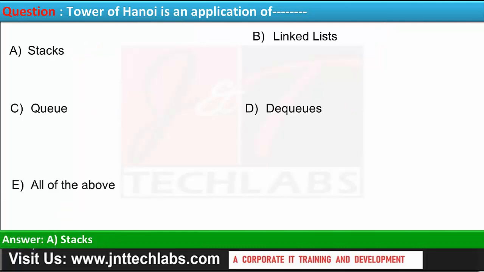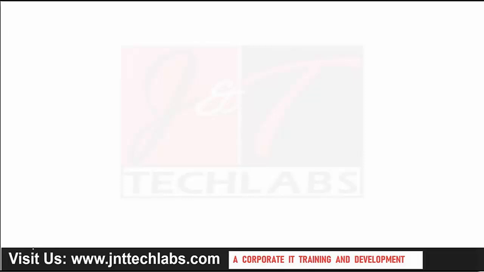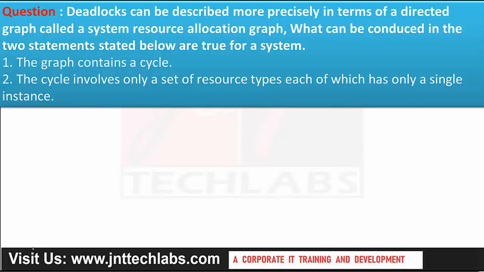And coming to one more question, it is from DBMS. What they are asking: deadlocks can be described more precisely in terms of directed graphs called a system resource allocation graph. Which of the two statements stated below are true for the system? A graph contains a cycle. A cycle involves only two sets of resources, each of which has only single instances. If the graph contains cycles, how will the deadlock happen?